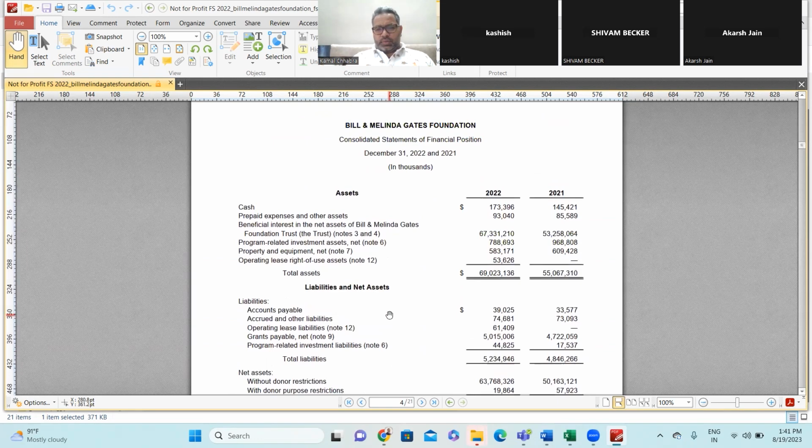Yeah, just take a look. So that's the reason I have downloaded this one and shared it with you. So this is how the financial statement will look. I'll come to the cash flow in just a minute.